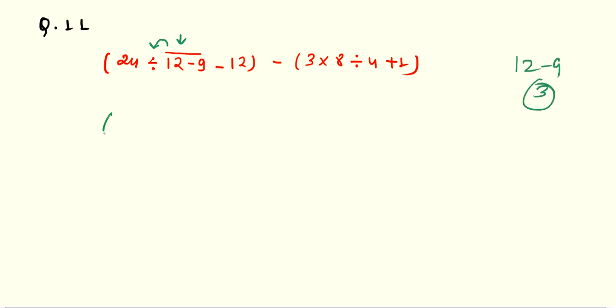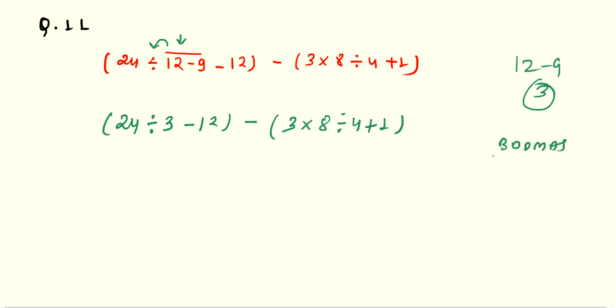So in the next calculation we have to write 24 divided by 3 minus 12 minus, then in bracket 3 into 8 divided by 4 plus 1. Now after the bar bracket, simply you know BODMAS. B stands for bracket, O stands for of. We are not having any of, so leave it. Now D stands for division, and we are having division here. This is the first division, and this is another division which we are having in this question. For this you can divide in rough.